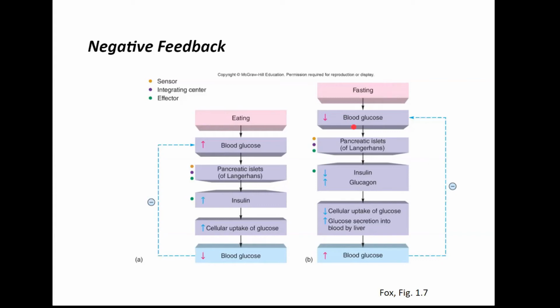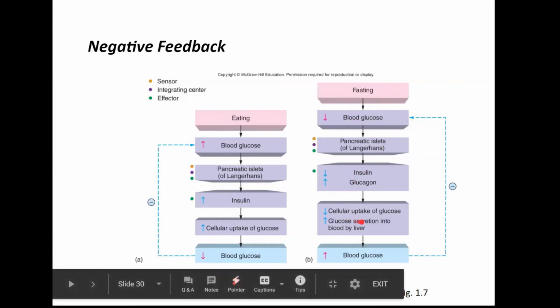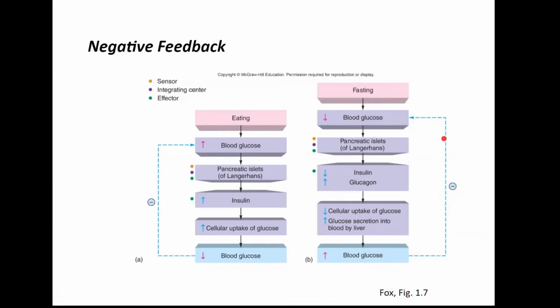So if our blood glucose drops, we send signals to the pancreas, which actually decrease insulin and increase something called glucagon. And glucagon increases glucose secretion into the blood by the liver. So we're putting more glucose in the bloodstream, and blood glucose goes back up. And then we shut off this whole pathway now that blood glucose has returned to its set point. So we have another minus sign over here.